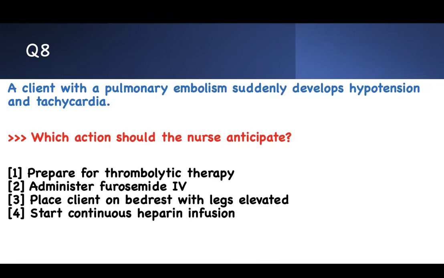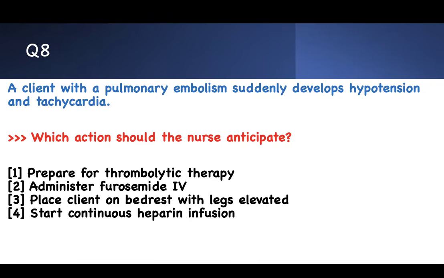You don't have pulmonary embolism associated with shock all the time. When that happens, something is wrong. The patient is hemodynamically unstable, a life-threatening condition. This is what the NCLEX is about.